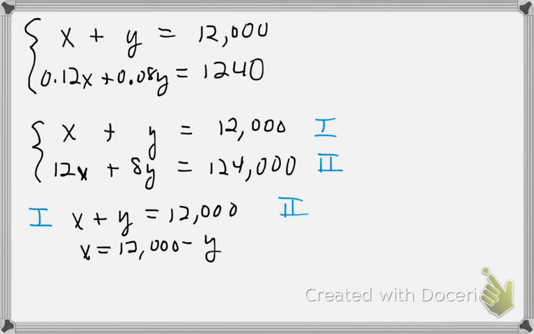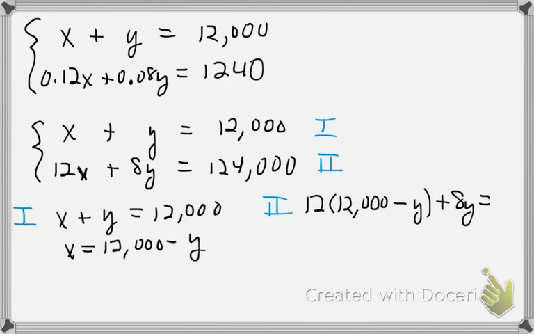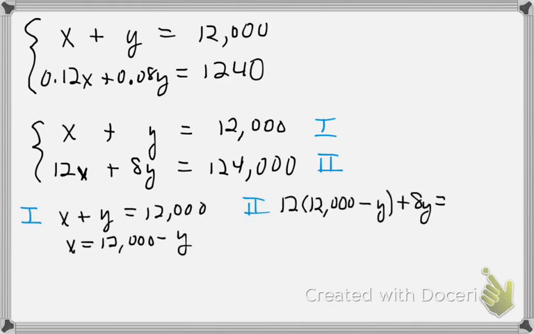So we'll plug it into the second one. So here we have 12 times (12,000 minus y) plus 8y, and that should equal 124,000.